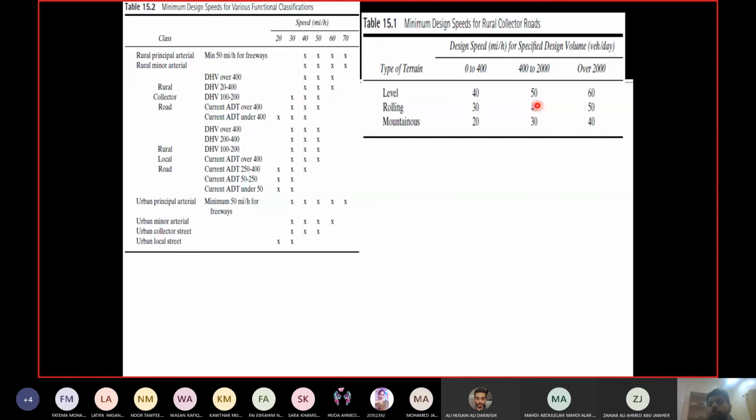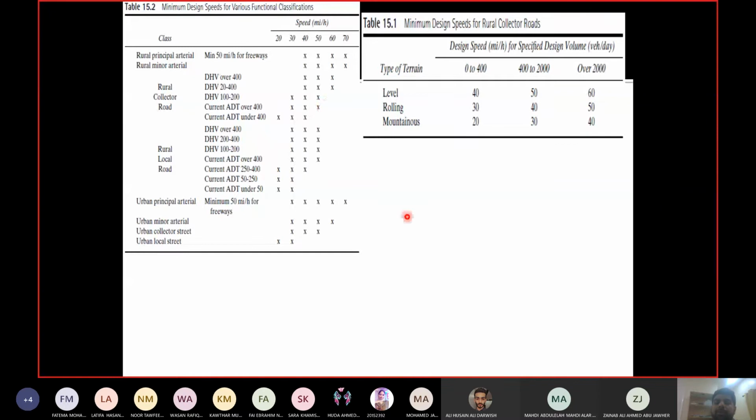Whenever you have two minimum values and they are different, then you will go for the higher one, because the higher one will satisfy both. If you pick 30, then 30 is less than 40, so you are not satisfying this one. But if I pick 40, 40 is satisfying both columns. If I pick 50, 50 is also satisfying both columns. So I can either give 40 or 50.